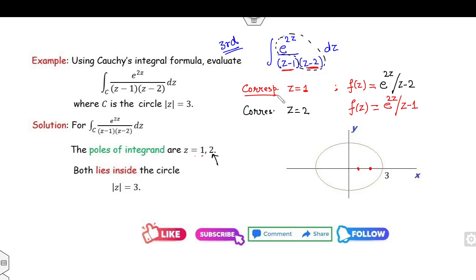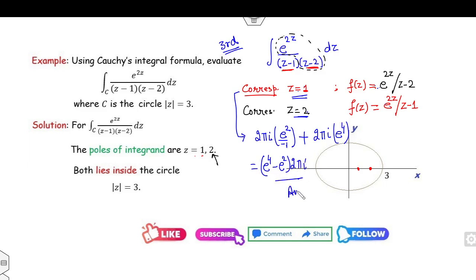Fine. So the answer, corresponding to z equal to 1, is 2 pi iota f of 1, which will be e raised to power 2 over minus 1, plus, for the second case, 2 pi iota e raised to power 2. Filling in here, e raised to power 4. Again you can see e raised to power 4 minus e raised to power 2, times 2 pi iota, is the right answer. So you can choose any one of the first, second and third methods.